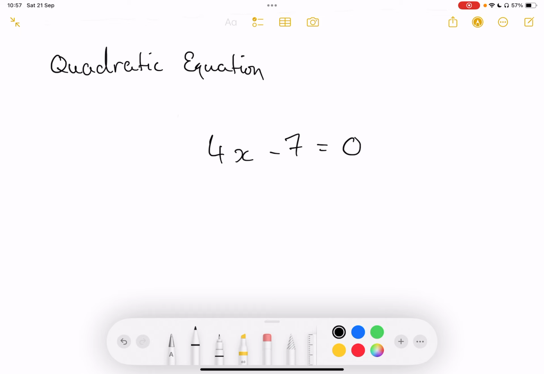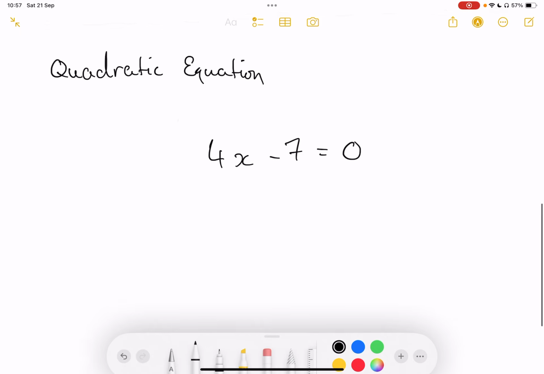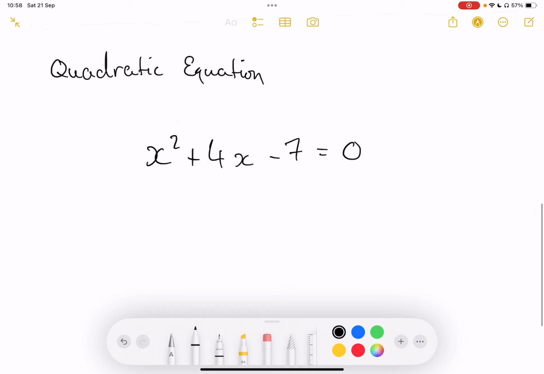I'm going to teach you what we mean by the words quadratic equation. For example, this is not a quadratic equation because the highest power on the variable is not 2. Whereas this is a quadratic equation because the highest power on the variable is 2. This is a quadratic equation because the highest power on the variable is 2.